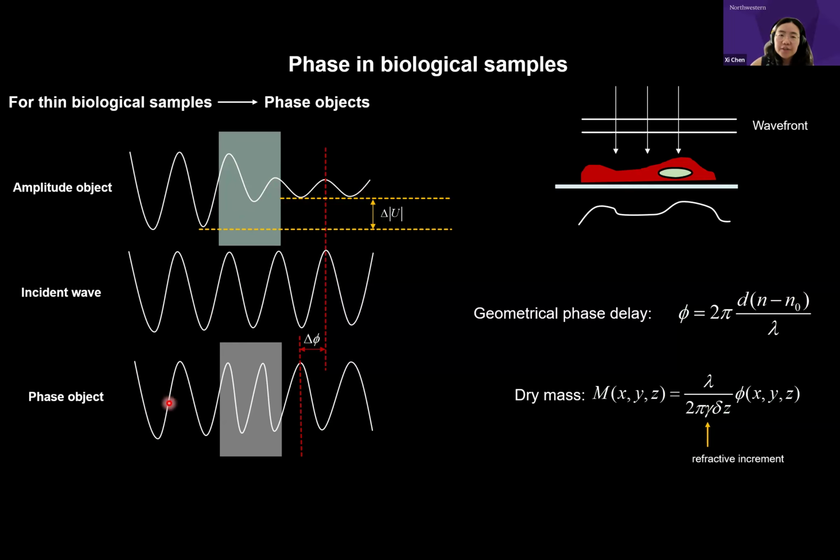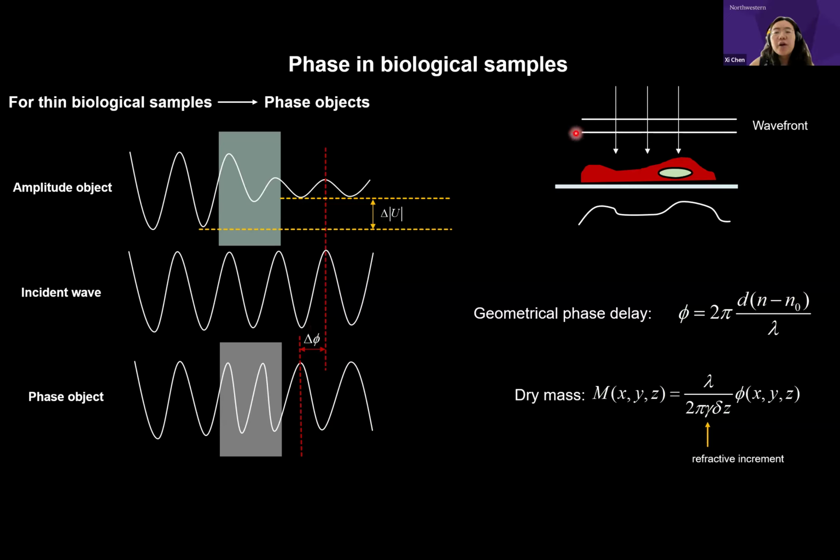For a phase object, instead, most thin biological samples are not amplitude objects, meaning they do not change the amplitude of this electric field. Instead, they delay or advance this electric field. So you have the same incident wave in, and this is your phase object. It delays or advances this wave by a little bit. Compared to the incident wave, after the scattered wave comes out, you will have a phase delay, this delta phi over here. And this is the target that we are measuring in quantitative phase imaging.